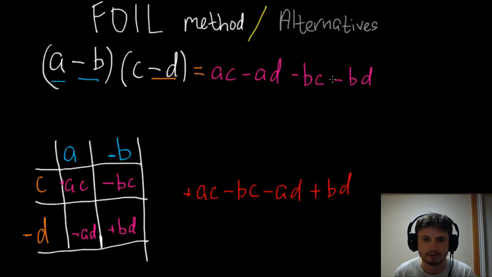And as you can see, this is the mistake right here. This should be plus and not minus. So if you do it with a table, it's actually a little bit easier not to make a mistake. So the FOIL method is not foolproof, unfortunately.